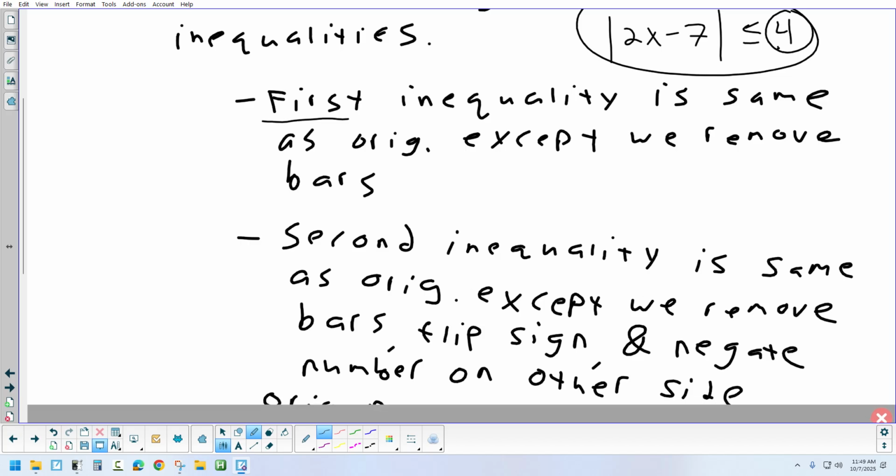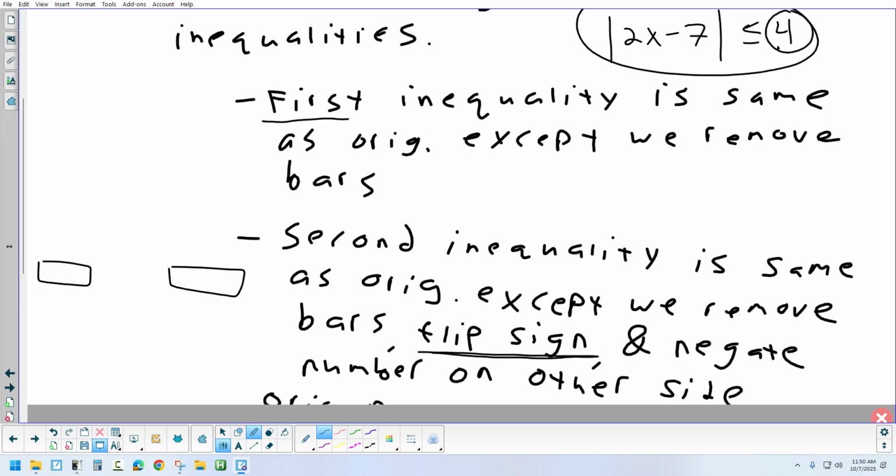So the second inequality is just like the original without the bars, but you flip the sign and make the number on the other side of the inequality the opposite. So that's the extra step right there. So when you're done, you're going to have two inequalities because you're splitting it into two problems. You're going to have one here, you're going to have one here.